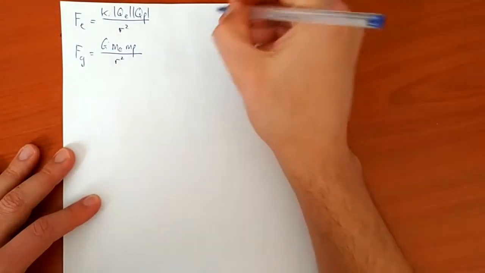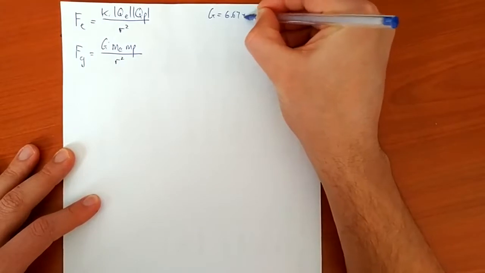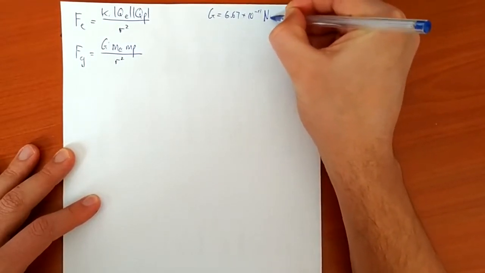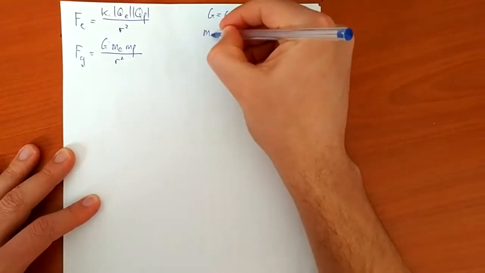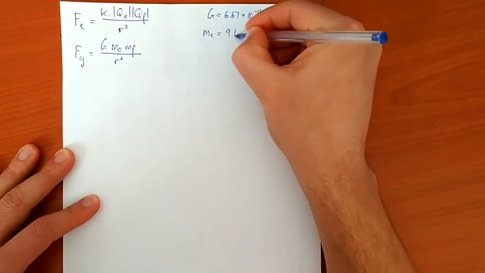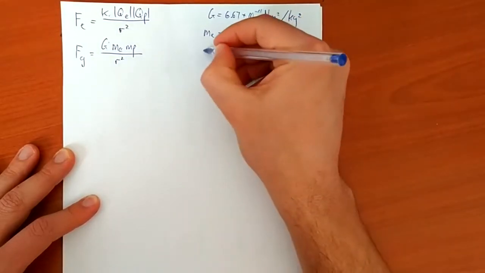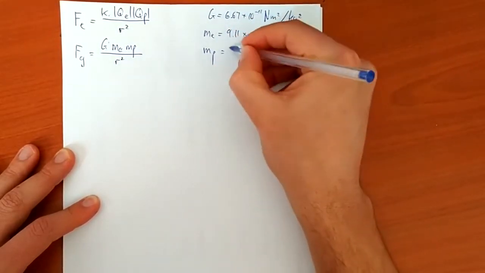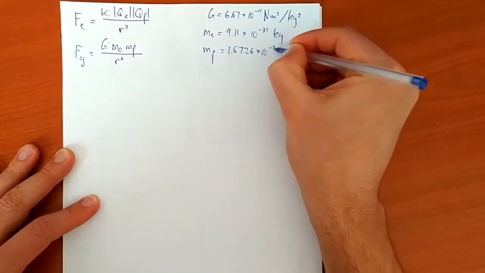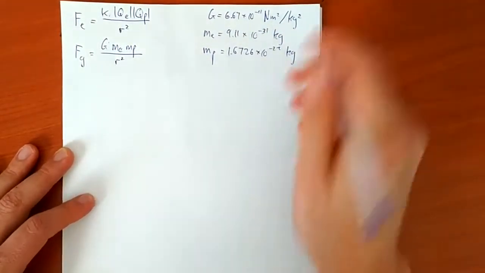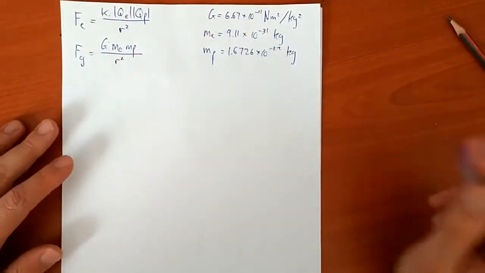But in the front of your textbook you can look up that the gravitational constant is 6.67 times 10 to the minus 11 newton meters squared per kilogram squared. And the mass of an electron is 9.11 times 10 to the minus 31 kilograms, and the mass of a proton, much larger, 1.6726 times 10 to the minus 27 kilograms. Okay, so this is just from the front of the textbook, the values that we looked up.